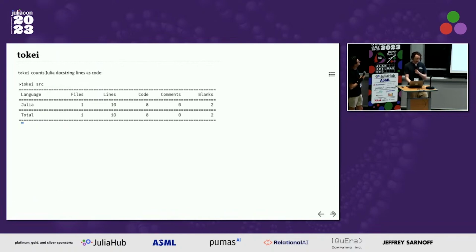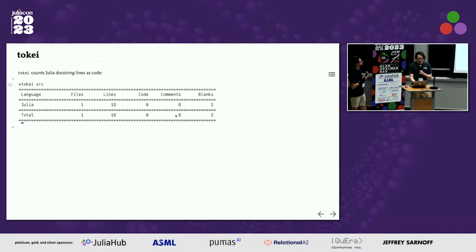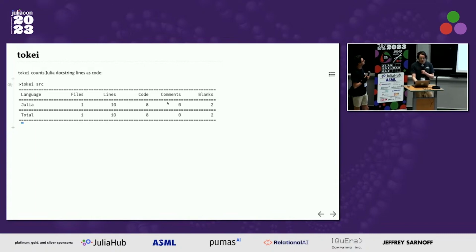Tokei is a nice piece of software for counting lines of code. But in this particular example, you can see it doesn't have any comments. It actually counts everything as code or blank lines. So your doc strings here are counting as code. And this is what Package Analyzer used until this recent version. So we're not counting doc strings at all, and they're all counting as code.